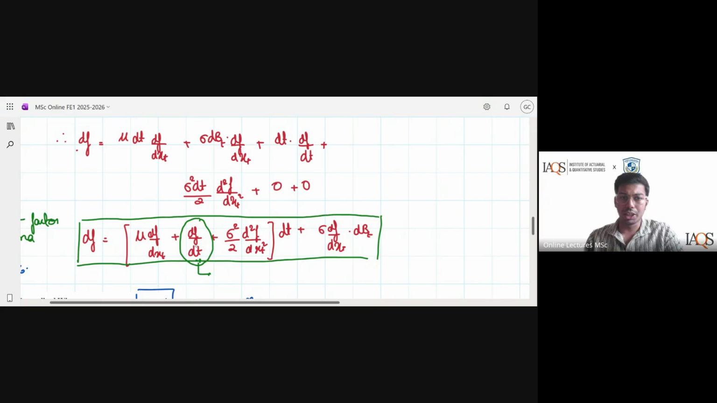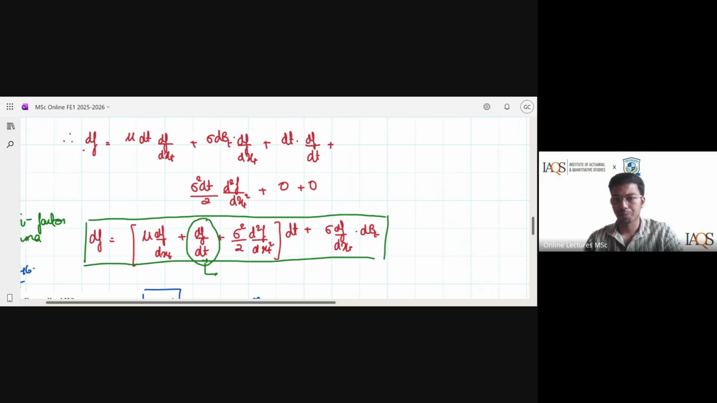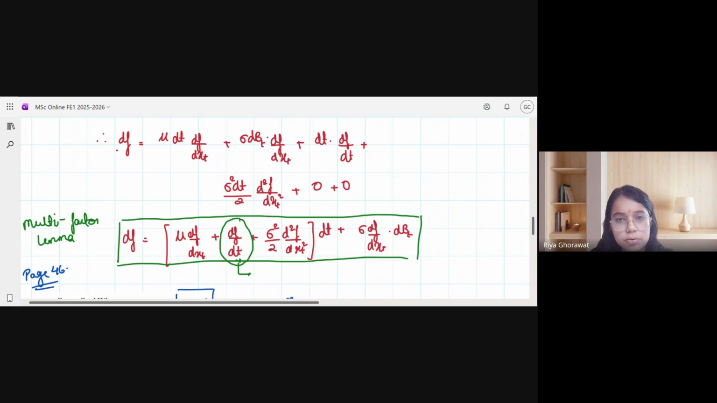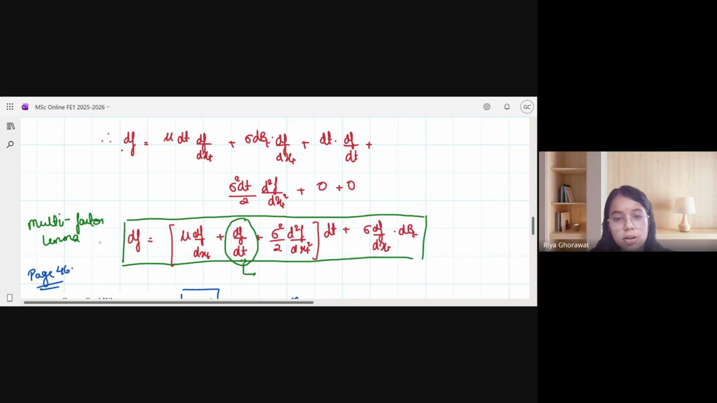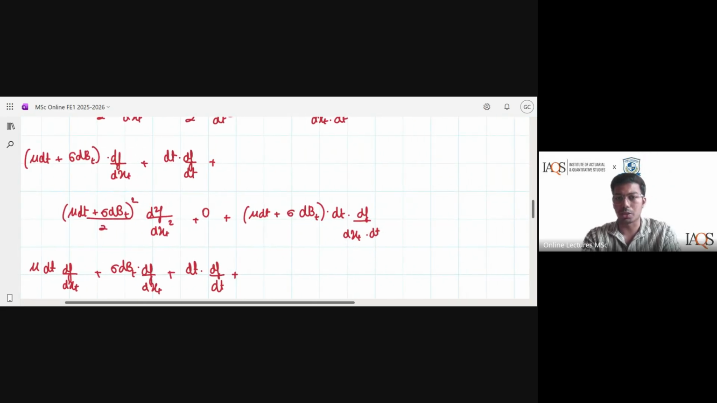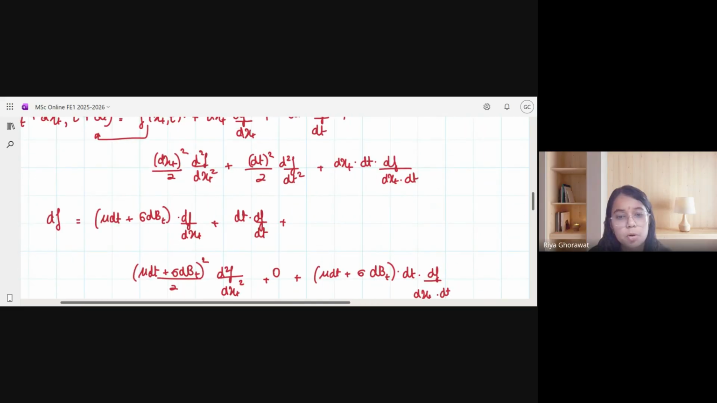You will calculate df by dxt. You will calculate df by dt. You will second differentiate with respect to xt square. That is all that you need for this particular equation. In the final equation, you don't have to differentiate once with xt, then the same equation with t. That's not there for us because that entire term became 0 because dt square was 0 and dt into dbt was 0. So that didn't exist.